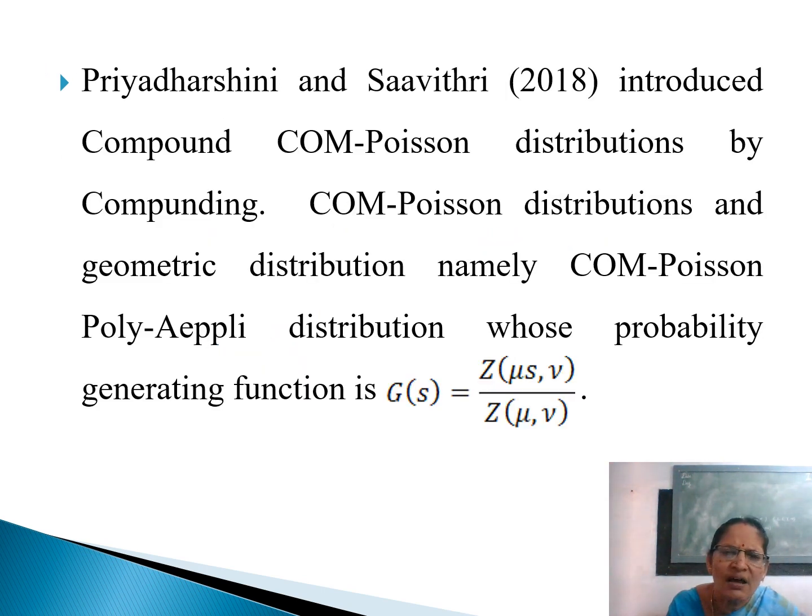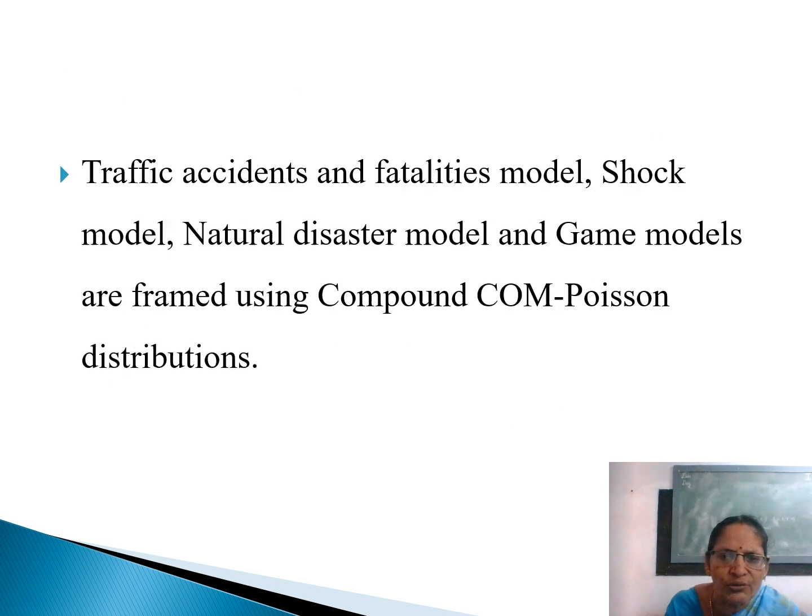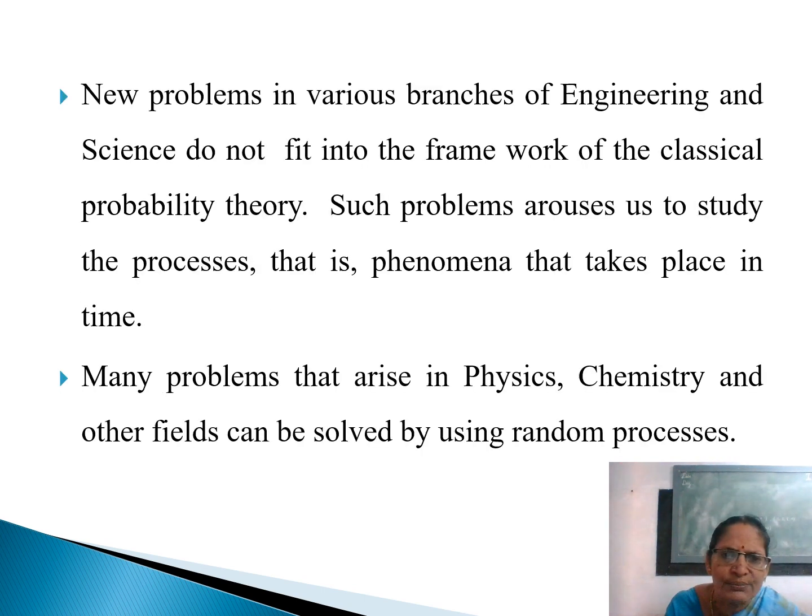Priyadarshini and Dr. Savitri in 2018 introduced compound Poisson distributions by compounding the Conway-Maxwell-Poisson distribution and the geometric distribution, namely the Poisson Polya-Aeppli distribution, whose probability generating function G of s is equal to Z of mu s comma nu by Z of mu comma nu. Traffic accidents and fatalities models, shock models, natural disaster models, and game models are framed using compound Poisson distributions.